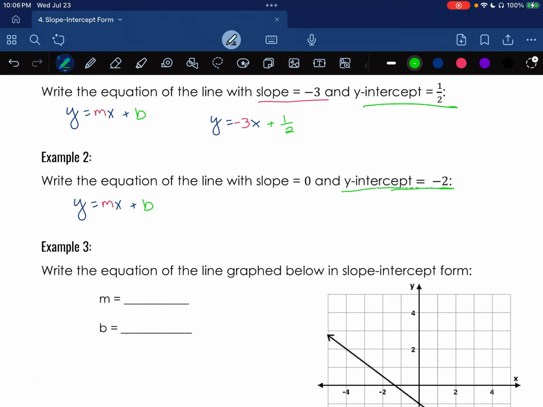So when I plug in, sorry, it's bugging me how it's skipping a little bit there.